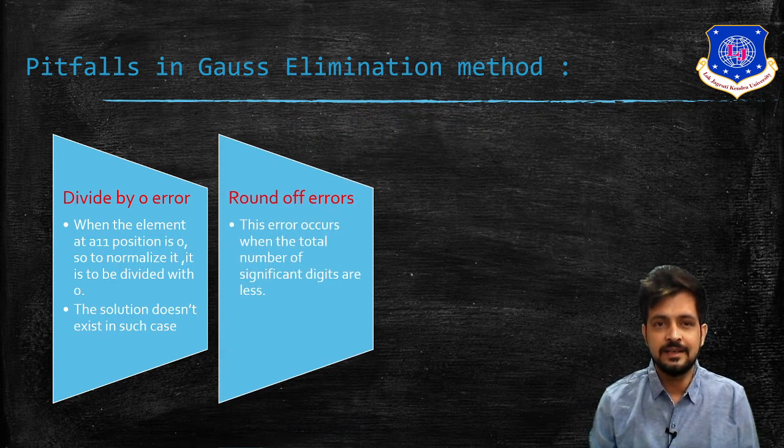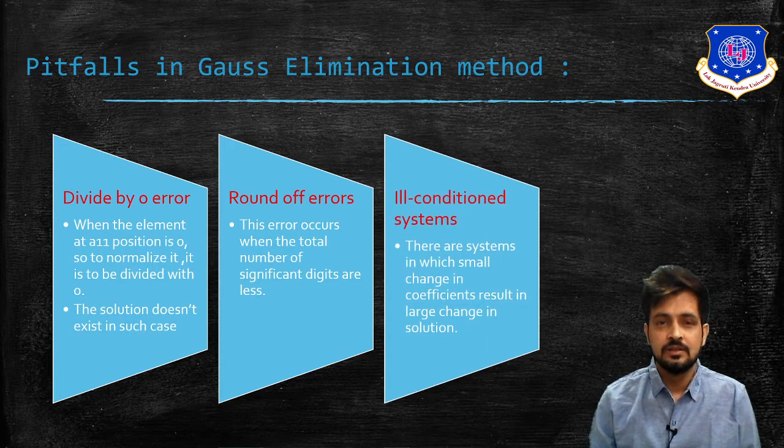Let us see the second type of error. The second type of error is round off errors. Round off error means what? If any digit is already rounded off, for instance instead of 1.79, if you are taking 1.8, then there are chances of the answer being different. So you have to check whether there are round off errors or not. If the number of significant digits is small, then these types of errors can occur in the Gauss elimination method. The third type of error is ill-conditioned system.